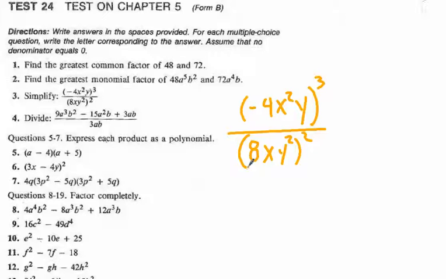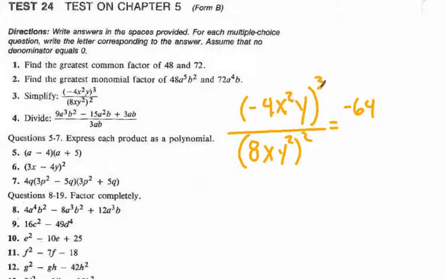And so I have exponents and a division problem. Order of operations tells me I have to do my exponents first. So let's do that. So I have negative 4 to the 3rd. Well, negative 4 to the 3rd is negative 4 times negative 4 times negative 4. Negative 4 times negative 4 is positive 16. Positive 16 times negative 4 is going to be negative 64.